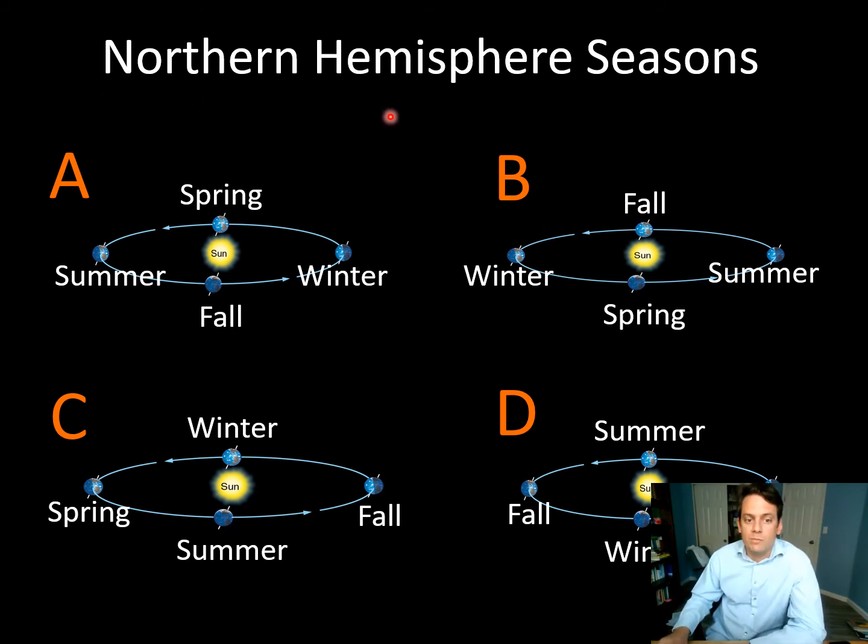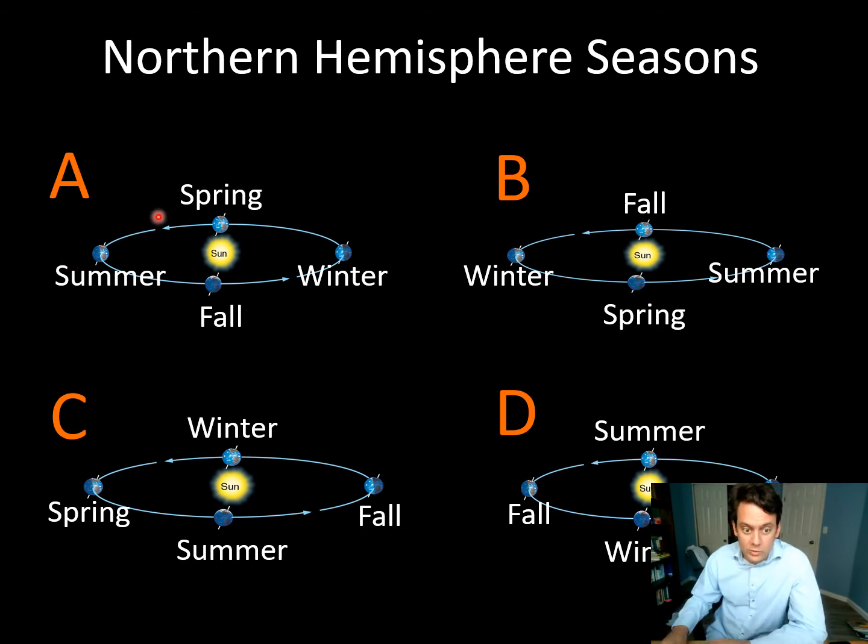But in the northern hemisphere, we know that in summer the northern hemisphere will be tilted towards the sun. So let's look at summer. If we look at summer here, the northern hemisphere is tilted towards the sun, and so this is indeed summer. In contrast, on the other side of the orbit, in winter, the northern hemisphere is tilted away from the sun. So summer and winter are correct here in answer A. The only other question then is, what about fall and spring? Did we get those in the right order here?